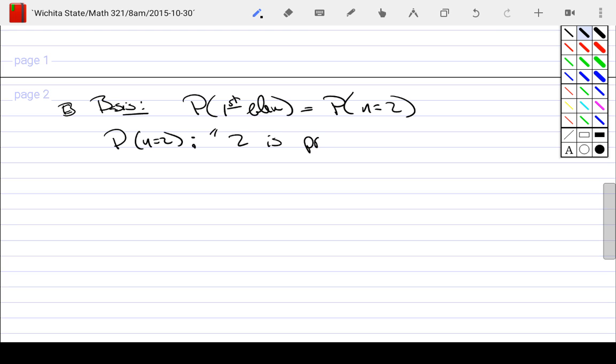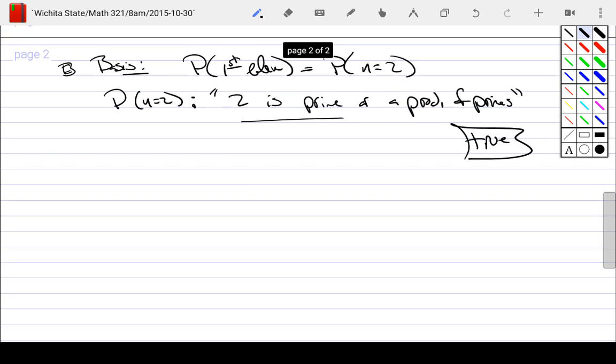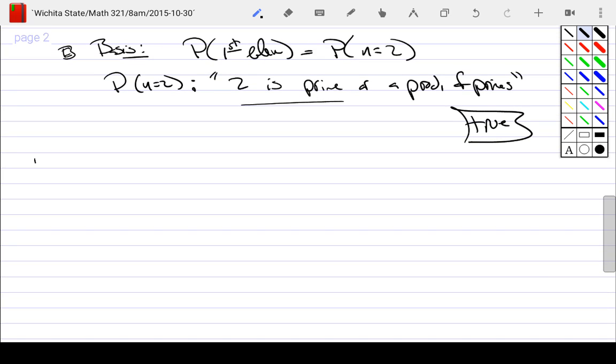2 is prime or a product of primes. Well, what is it? It's prime, so this is obviously true. The very first number that we deal with is a prime. We're good. All right, basis case is handled. Strong inductive.